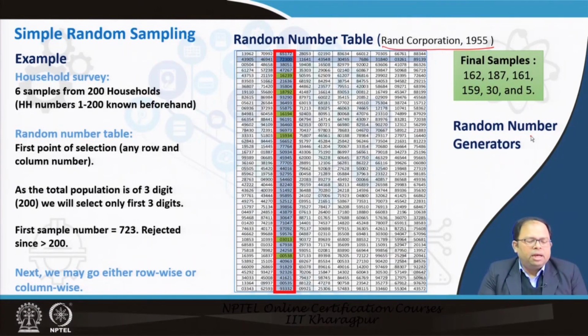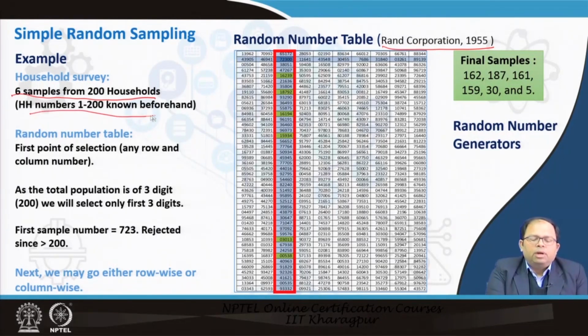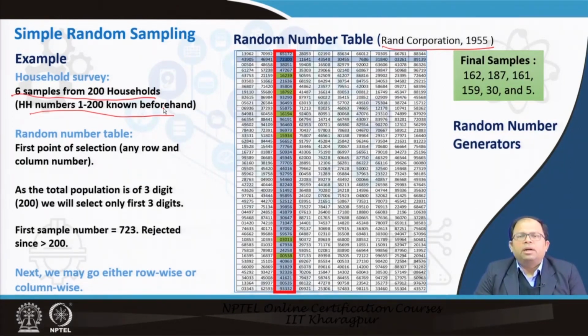For example, suppose we need to survey 6 samples from 200 households. We know the household numbers 1 to 200 beforehand. That means we know exactly which one is household 1, which one is household 2, till 200 households. We know this information beforehand, and then we first go to the random number table. We can select any row, any column. Let us start over here.